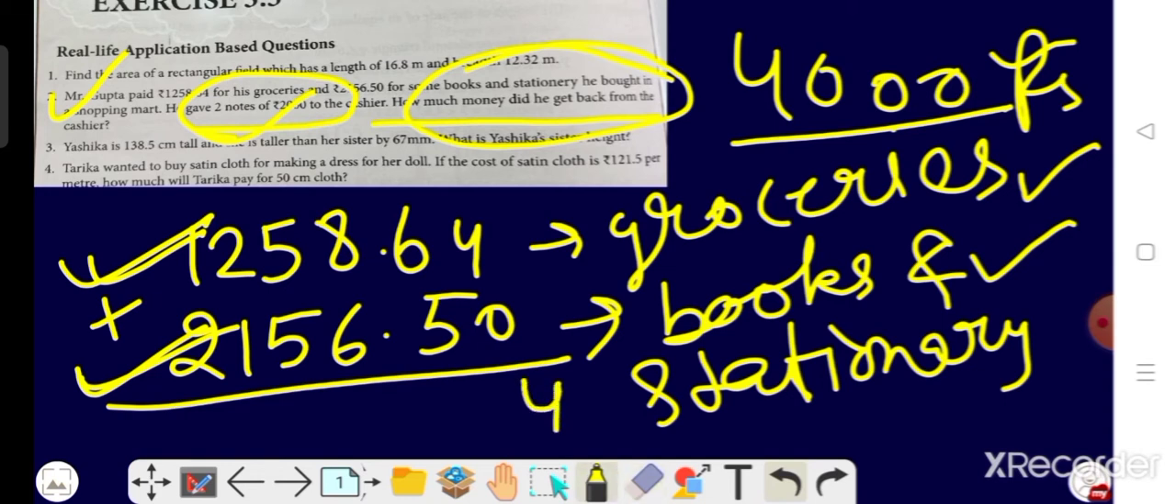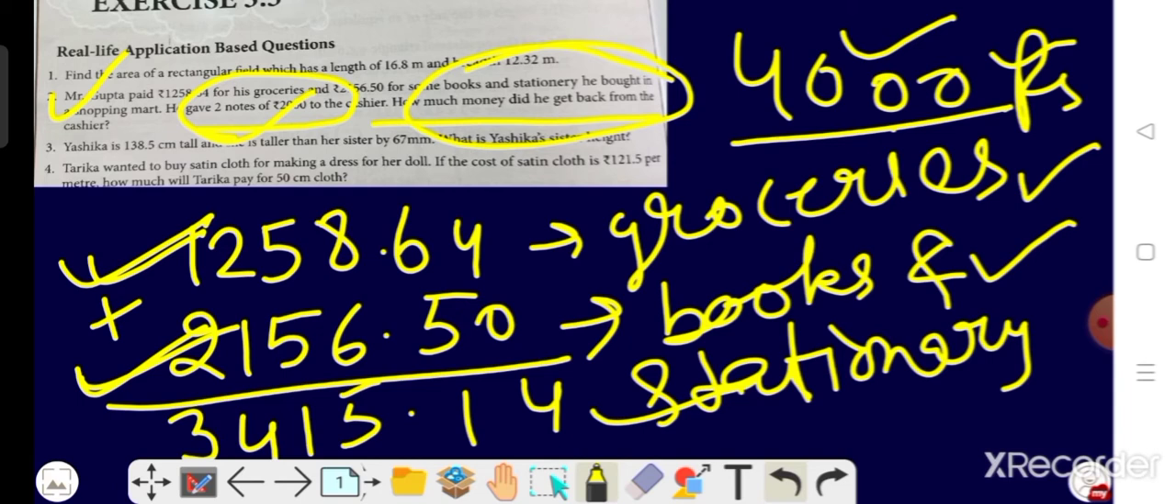So the sum is equal to: 4 plus 0 is 4, 6 plus 5 is 11, 1 must be the carry, 8 plus 6 is 14 plus 1 is equal to 15, 1 is again carry, 5 plus 5 is 10 and 1 carry will become 11. Again we have 1 as carry, so 2 plus 1 is 3 plus 1 carry is equal to 4, and 2 plus 1 is equal to 3. So 4000 he has given to the cashier and he has to pay 3415.14 rupees to the cashier.